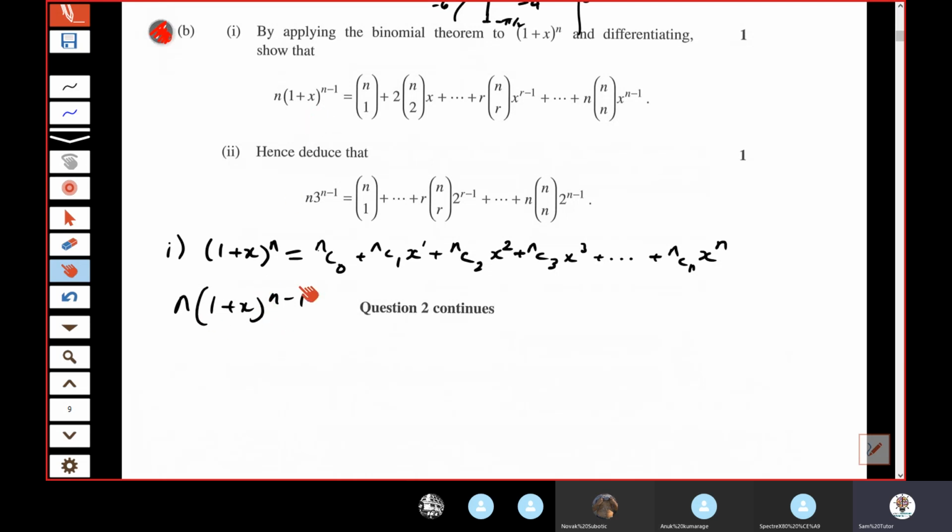So what do I have? You have this. What do I need? And then you can tell right there. You differentiate. There it is. The answer's in front of you. Bring the n down. Subtract 1.